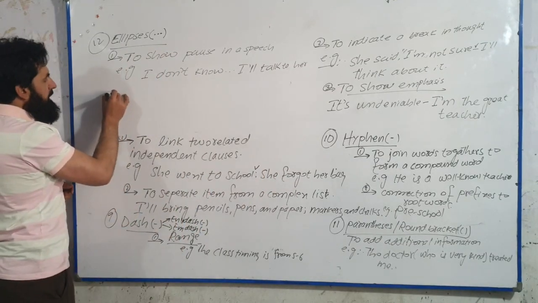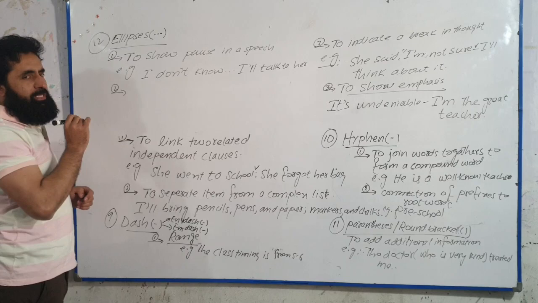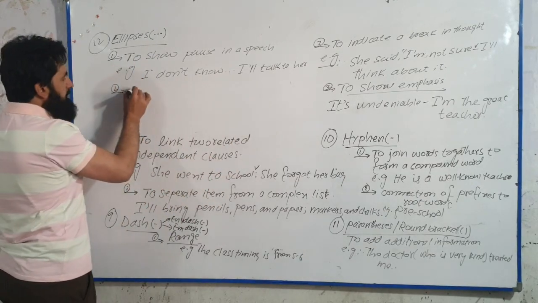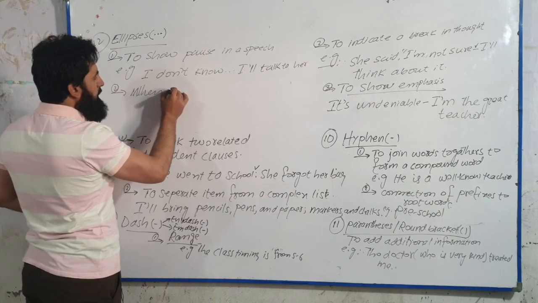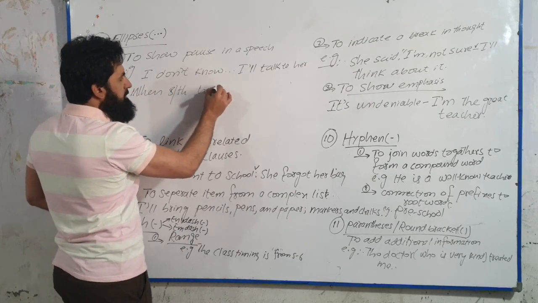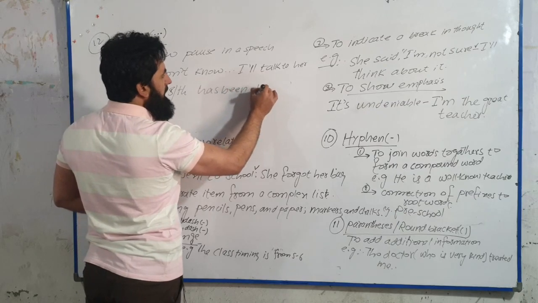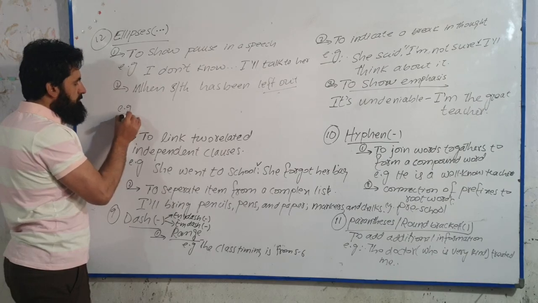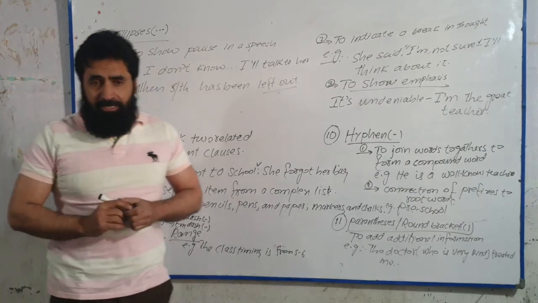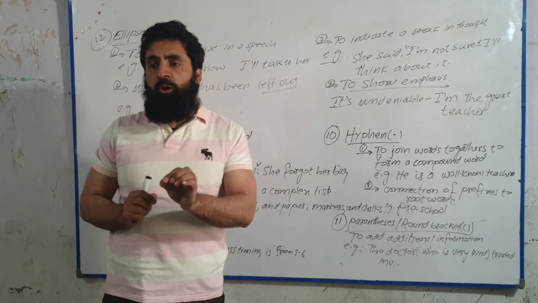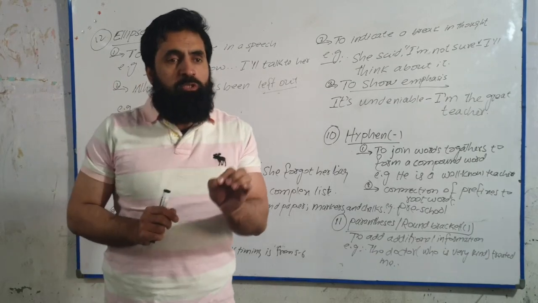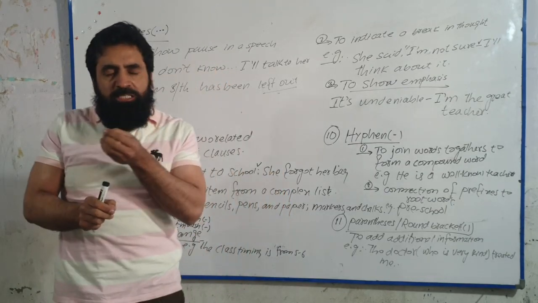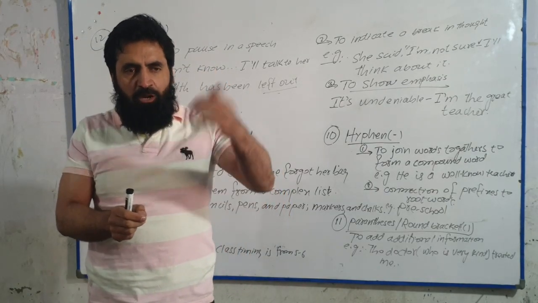In the same way, we can use it when something has been left out. Okay, when we omit something. When something has been left out, omitted. If I say that education is the most powerful weapon which you can use to change the world. Now instead of saying this complex sentence, let me omit some part. Okay, leave out some part.